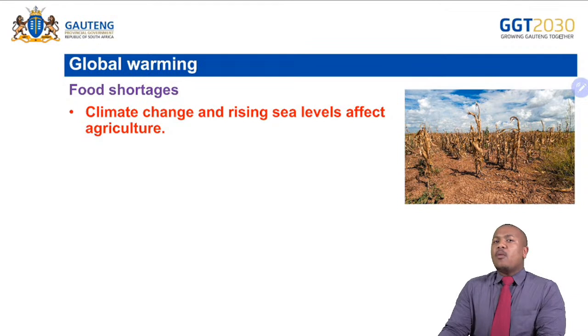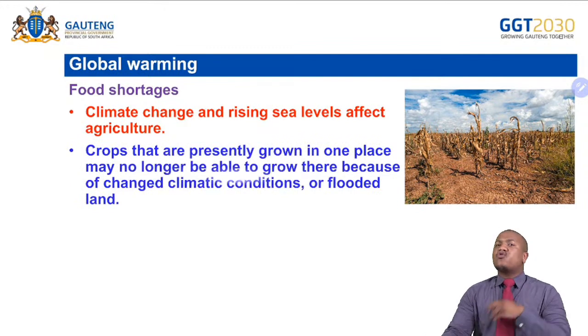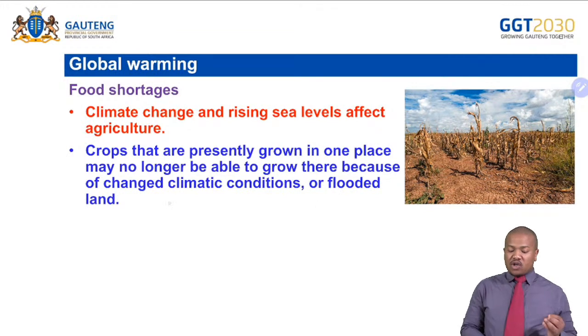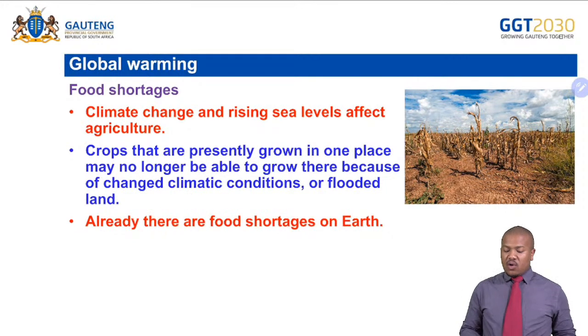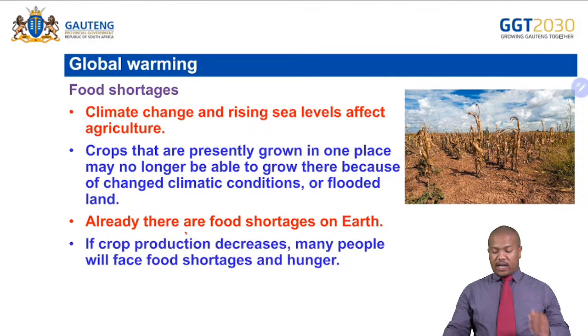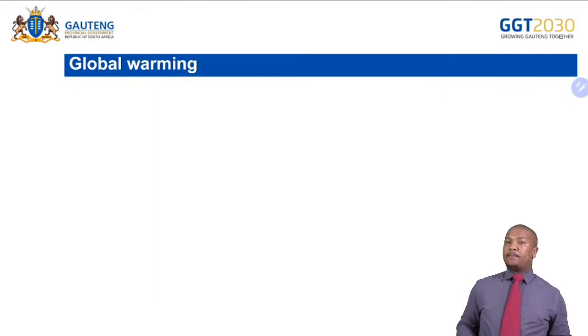We're saying that global warming is a factor that also leads to food shortages, right? And we said that climate change and rising sea levels affect agriculture, right? This is because it ruins the soil that the crops are being planted in, right? So crops that are pleasantly grown in one place may no longer be able to grow there because of changed climatic conditions or flooded land. And also, we know that already there are food shortages on Earth, right? So if crop production decreases, many people will face food shortages and hunger.